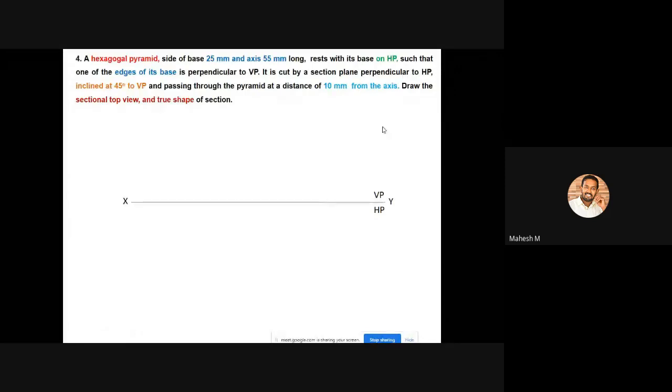So what is the condition? The base will be having 6 edges. So in that 6 edges, one edge should be perpendicular to VP. That means you have to create a hexagon like this, an edge hexagon. Since it is a pyramid, you have to join all your corners with a center point. So this is our center point.